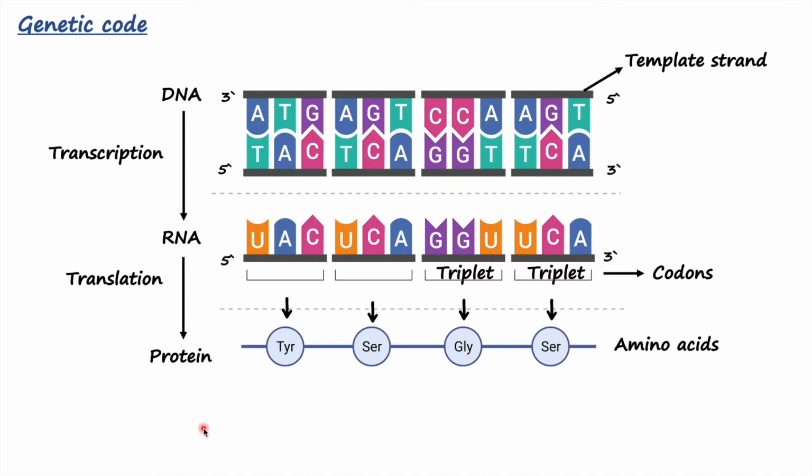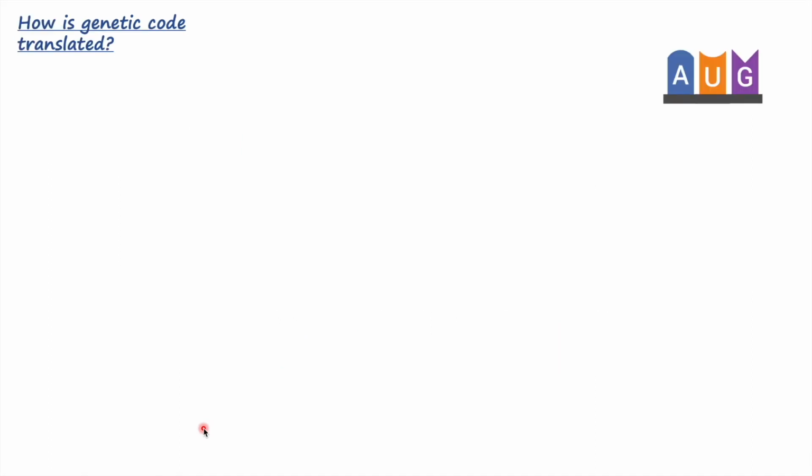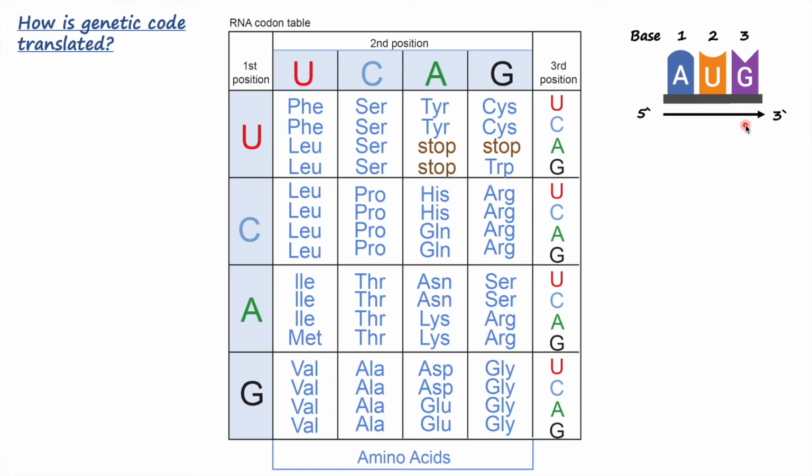So now let's talk about how this genetic code is translated into an amino acid sequence. Suppose here we have one codon. This is called AUG, and one thing to remember is that these codons are always read in the 5' to 3' direction on mRNA. Suppose these are the bases, so this is the first base, this is the second base, and this is the third base, and the genetic information is translated through this genetic code table.